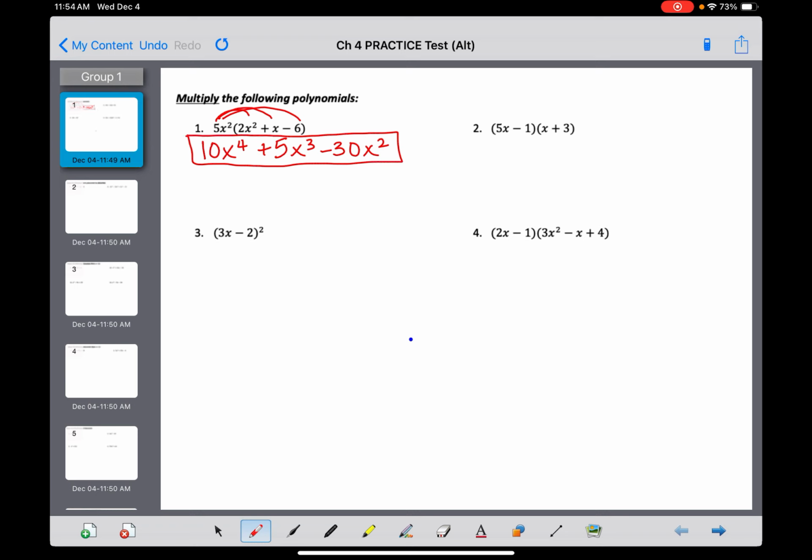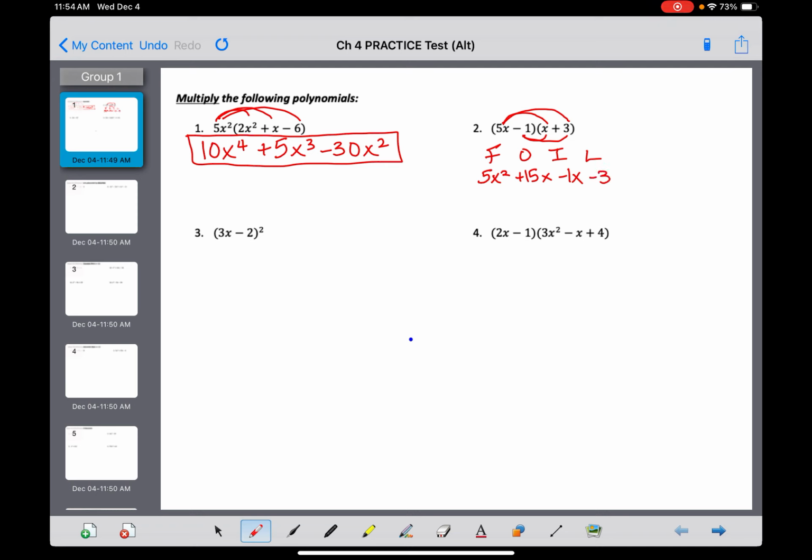In example 2, I'm multiplying a binomial times a binomial. This process we call FOIL. But remember, FOIL is really just the distributive property twice. Because really what we're doing when we're FOILing, first times first, is we're taking the 5x times the x, which is 5x squared. And then our outers means we're taking the 5x times the 3, which is going to give us 15x. Our inners, we are taking negative 1 times x, which is negative 1x. And then our lasts, we are taking negative 1 times positive 3, which gives us negative 3.